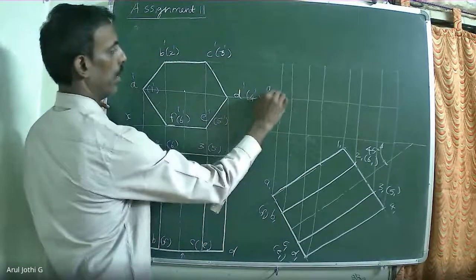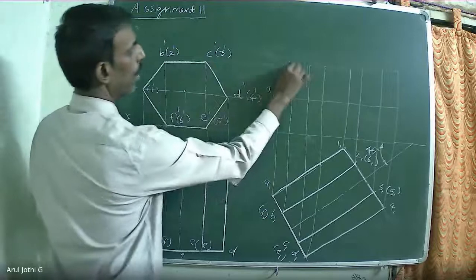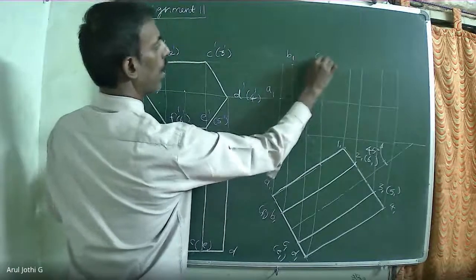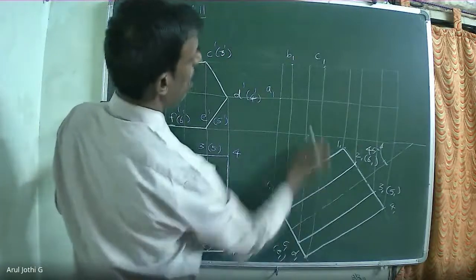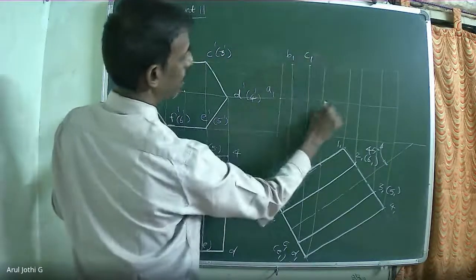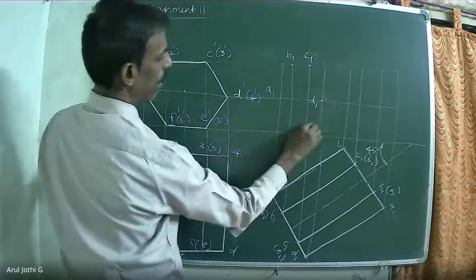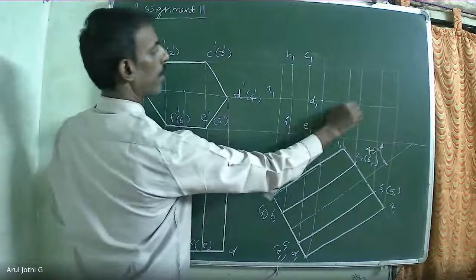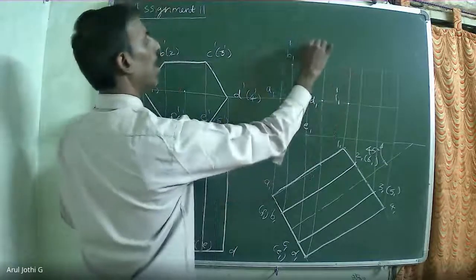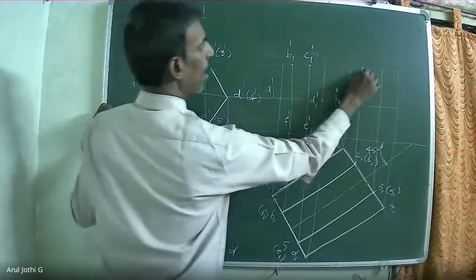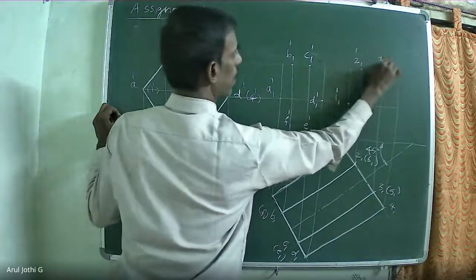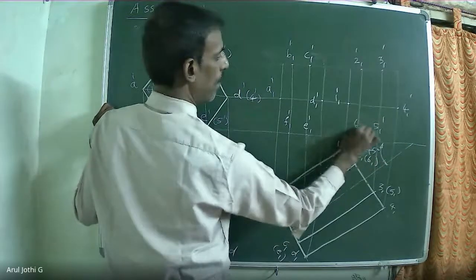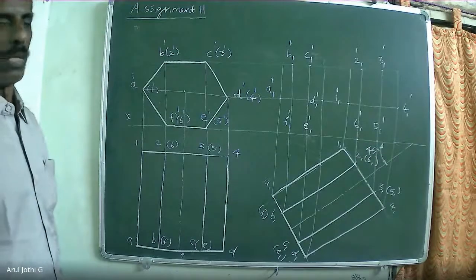So this will be A1, B1, C1, D1, E1, F1. The same way, find out the corner points for 1, 2, 3, 4, 5, 6. How to find out the visible and the invisible edges?